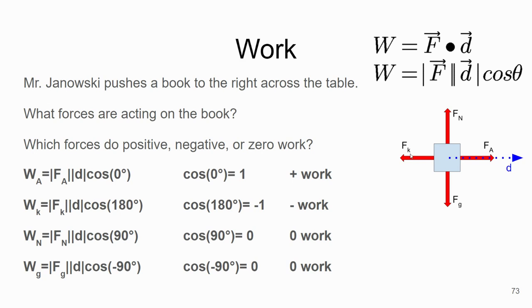If we're looking at the force of kinetic friction, the angle between the displacement and the force of kinetic friction is 180 degrees, the cosine of which is -1. So that gives you negative work. And then, which do we do next? Yeah, the normal force. Okay, the normal force, that's 90 degrees. Cosine of that is 0. So the normal force wasn't 0. The displacement wasn't 0. But the work done by the normal force was 0 because of the angle between them.